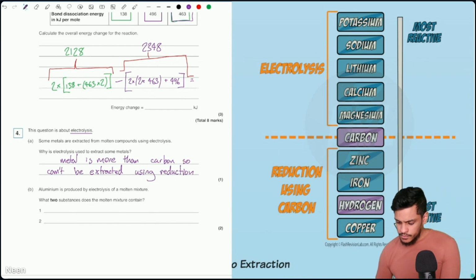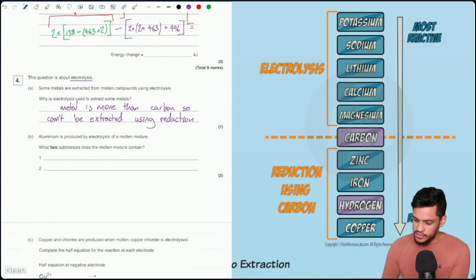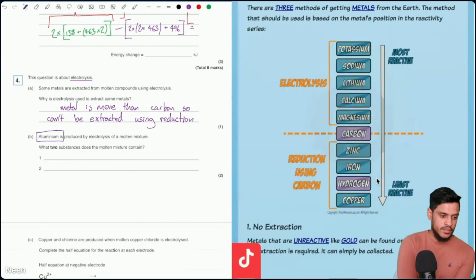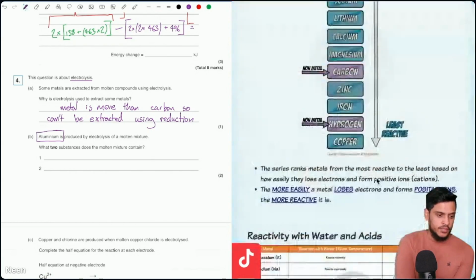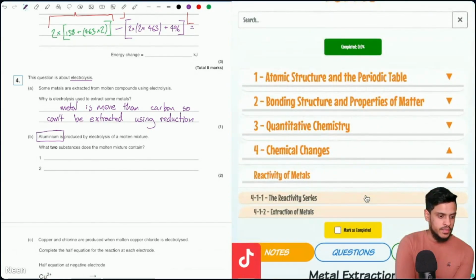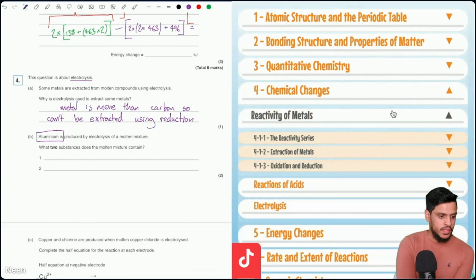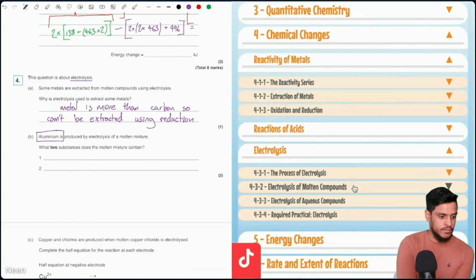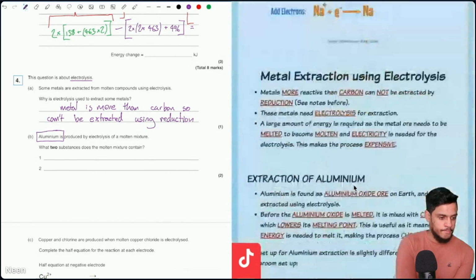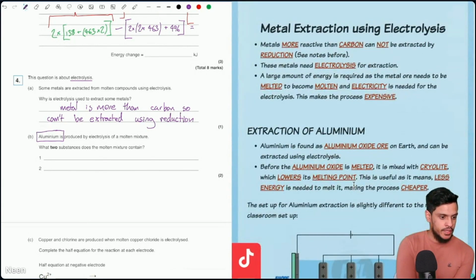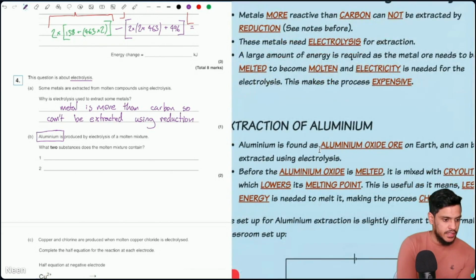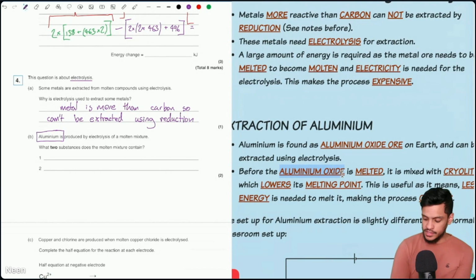Hope that makes sense. Aluminium is produced by electrolysis of a molten mixture. What two substances does the molten mixture contain? This is specifically for aluminium. It's going to need whatever compound you extract aluminium from. Let me show you in the notes. It'll come under electrolysis of molten compounds. Extraction of aluminium. There we go. Aluminium is found as aluminium oxide ore. So it's aluminium oxide is one of them. That's the thing that you're melting.